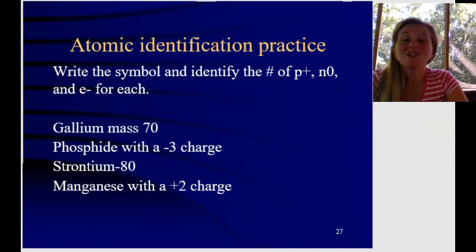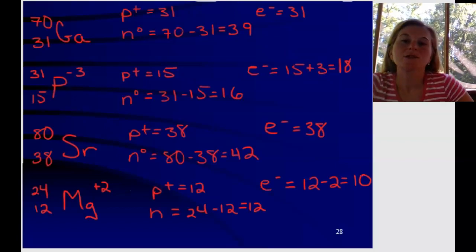All right, let's do atomic identification practice. You will need a periodic table either on your phone or another tab on your computer, or print it out. Let's pause and take a look. Okay, here are our answers for that last slide. On our left, we have all our atomic symbols. Notice that we did get the charges written in there.